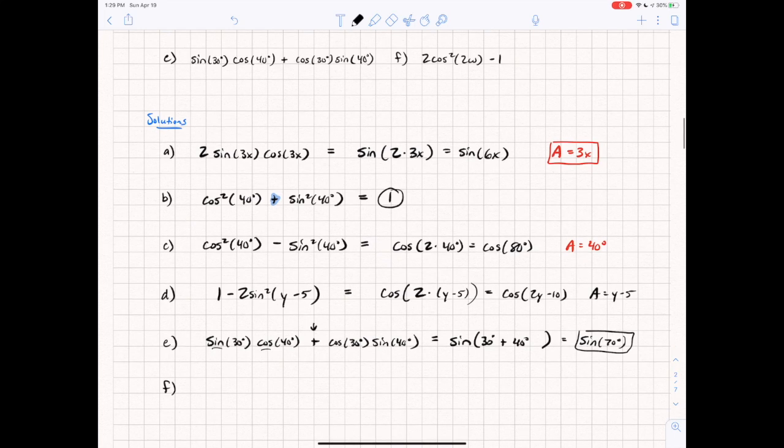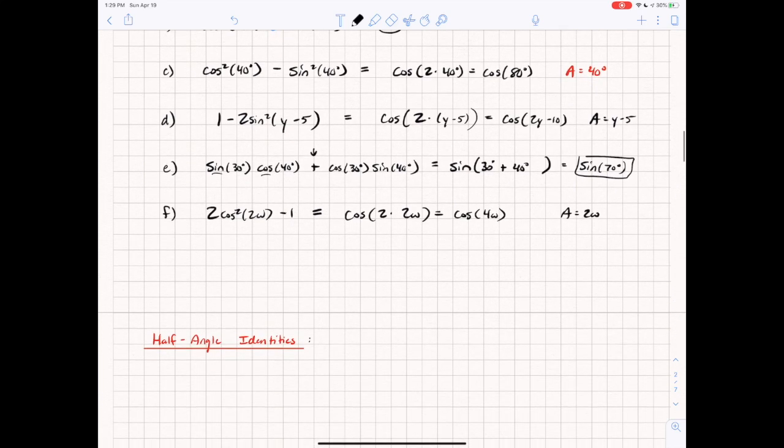For F, I have 2 cosine squared of 2w, minus 1. This is the double angle for cosine, specifically where my angle is 2w. So I can simplify this down to cosine of 4w. This again is where A is 2w, and then using the formula. All right, so that's example 1. The whole goal here is just condensing, recognizing the formulas, and working with them. All right, now that's double angle for now.